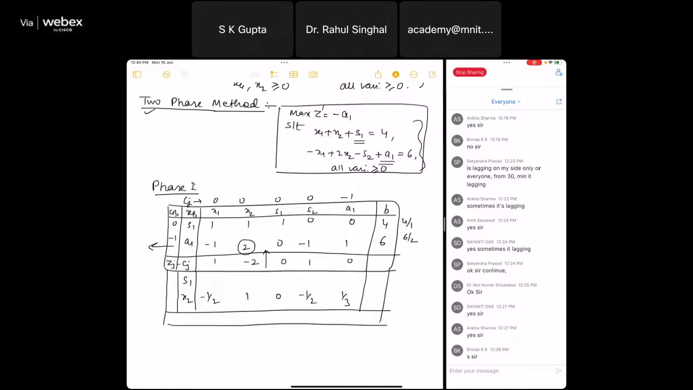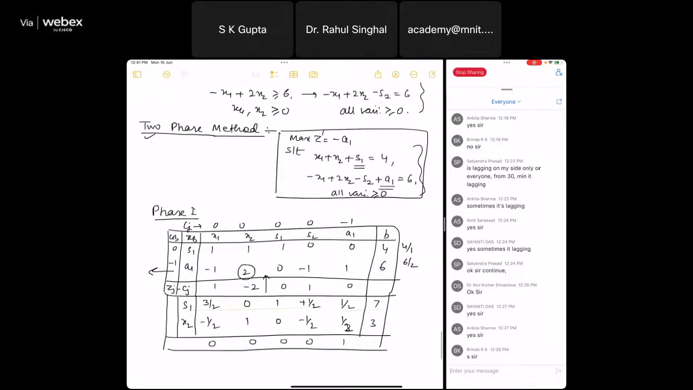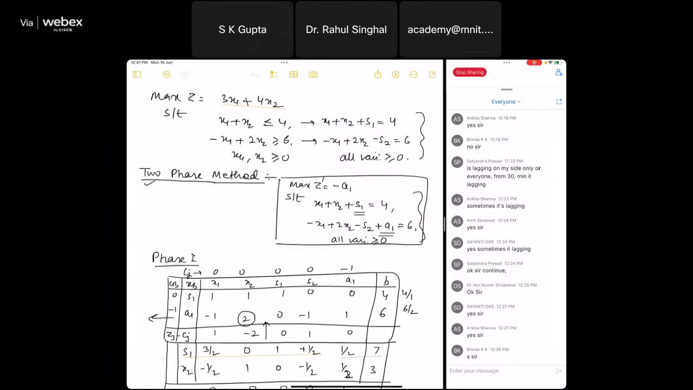This minus half of this is 3 by 2. This one is half of this, 0, 1. Half of this is plus 1 by 2, 1 by 2, and this is 7, right? This plus the 0, 0, 0, 0, 1. So now the artificial variable leaves the basis. So now you can take S1 and S2 as our initial BFS to start the simplex iteration for our original problem. So the work of phase one is over now.